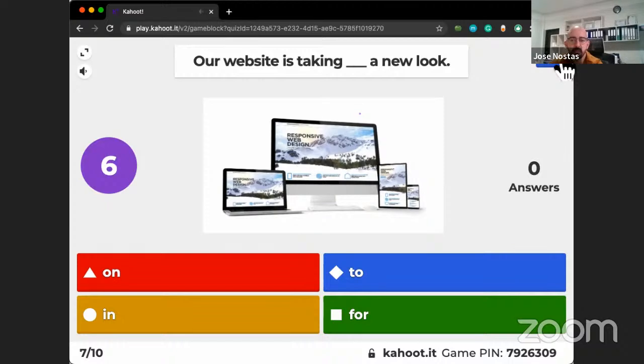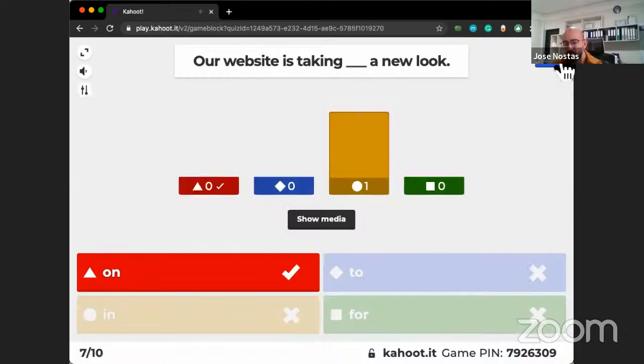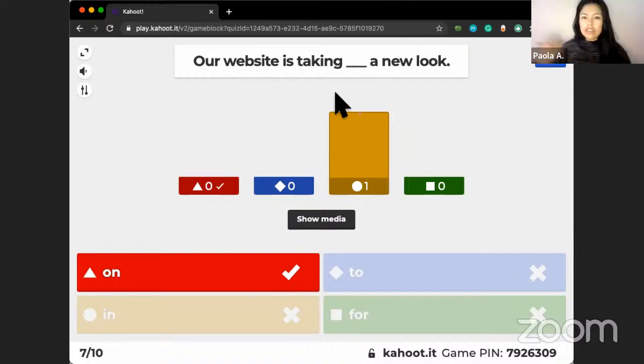Taking a new look. Taking on. Okay. Yeah, I suppose, but I choose another one. Taking on a new look. It's very similar, right? It's very simple, but it's digital. Yeah, taking on, like changing, like getting a new look.